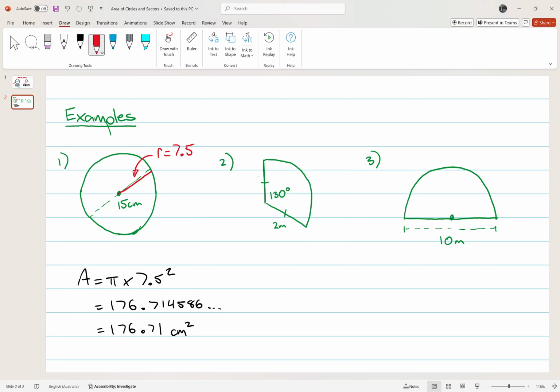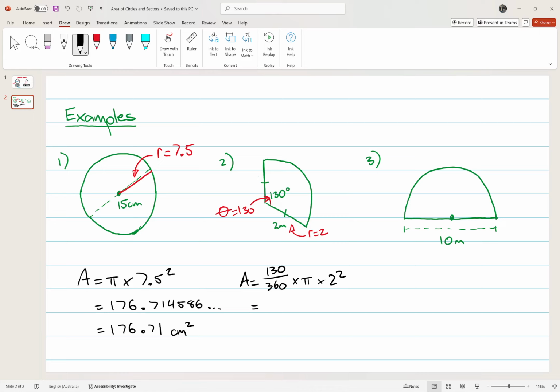Looking at this next example, we have two numbers now. We have this angle in here. We're told that the angle between those two radii is 130, so we can say that theta equals 130. We also have the radius, which we're told is 2. Putting this into our formula for a sector, it's the exact same, pi times r squared, except there's 130 over 360 before we do pi times the radius squared.